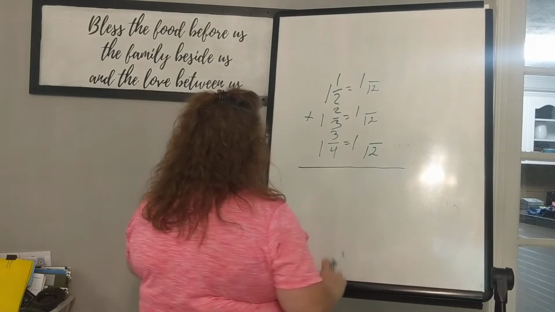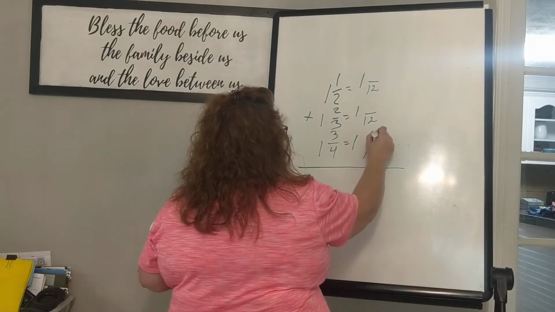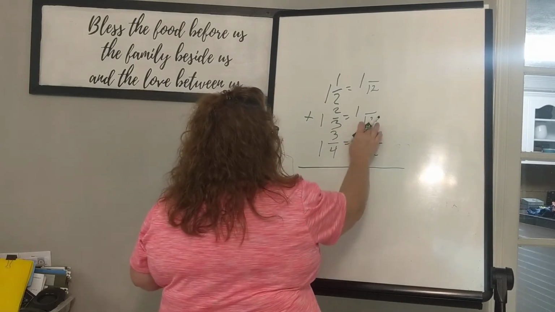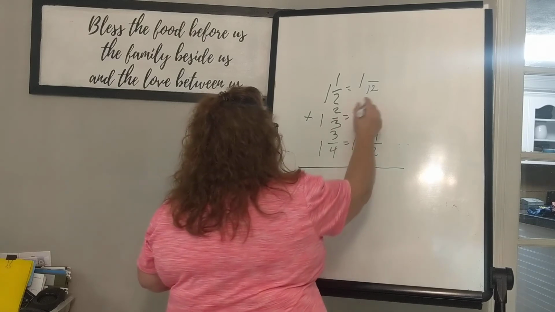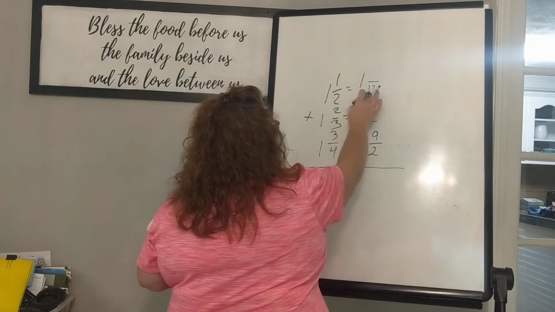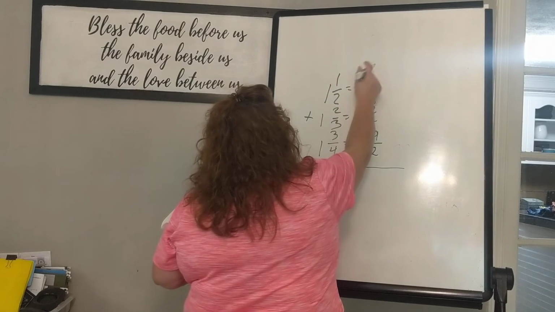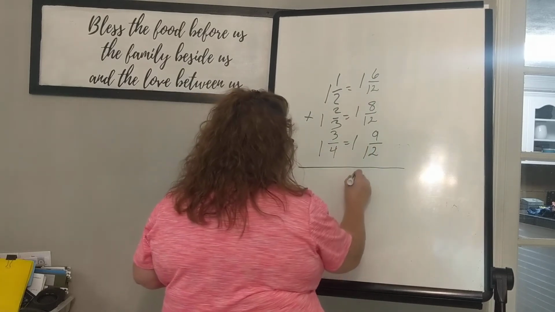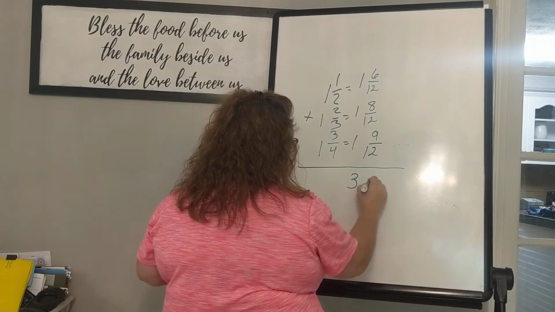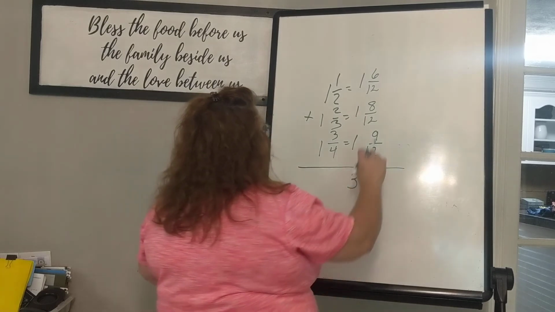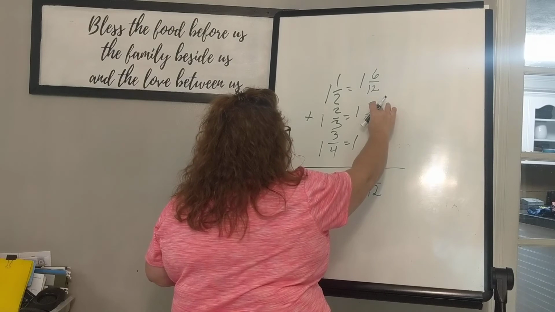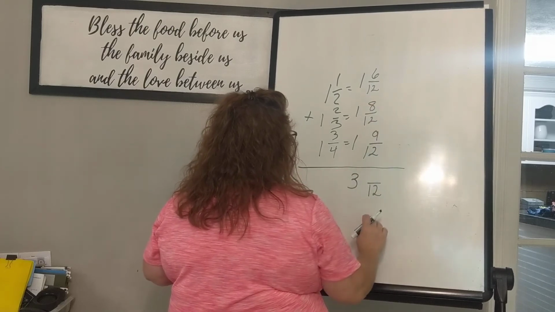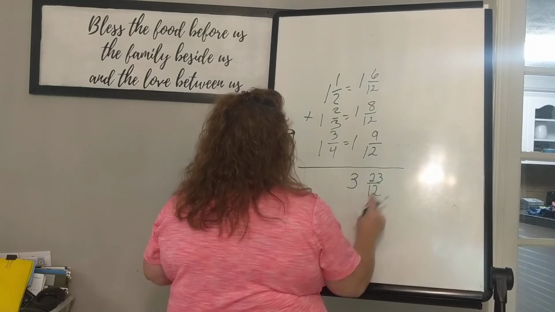So 4 will go into 12 3 times. 3 times 3 is 9. 3 will go into 12 4 times. 4 times 2 is 8. 2 will go into 12 6 times. 1 times 6 is 6. We're ready to add up our whole numbers, 1, 2, and 3. Bring our denominator 12 down and add our numerators. 6 and 8 is 14. 14 plus 9 is 23.